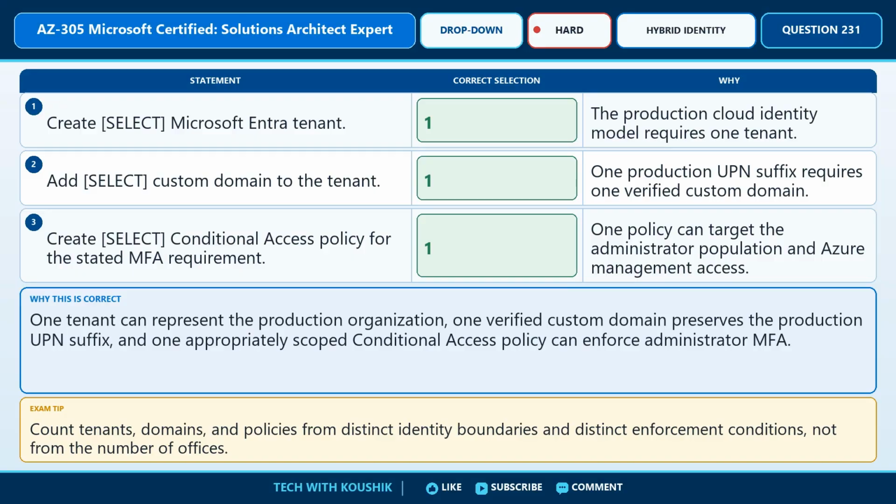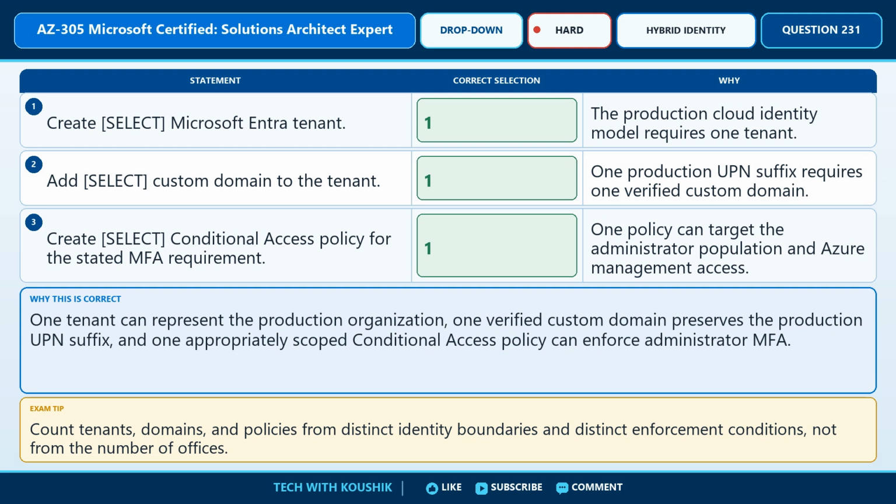For statement 1, select 1. The production cloud identity model requires one tenant. For statement 2, select 1. One production UPN suffix requires one verified custom domain. For statement 3, select 1. One policy can target the administrator population and Azure Management Access.